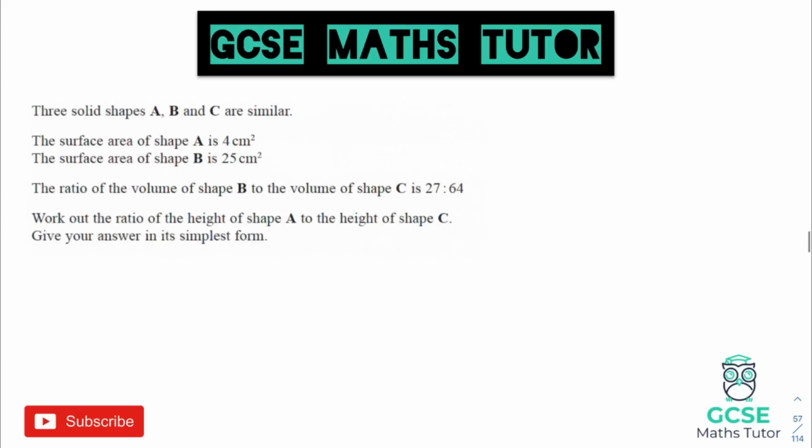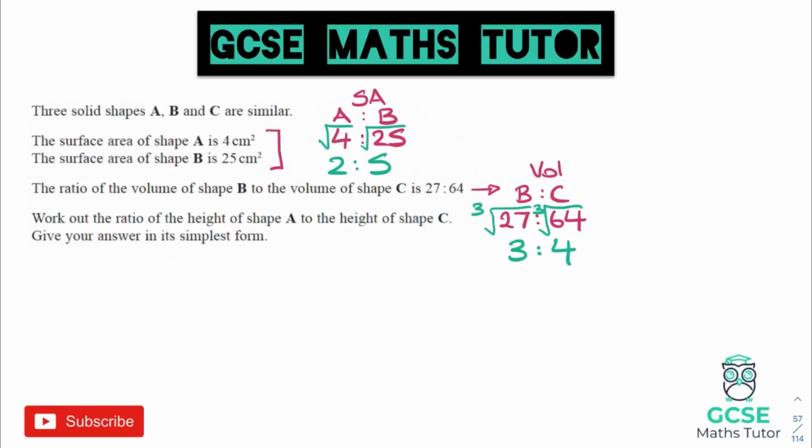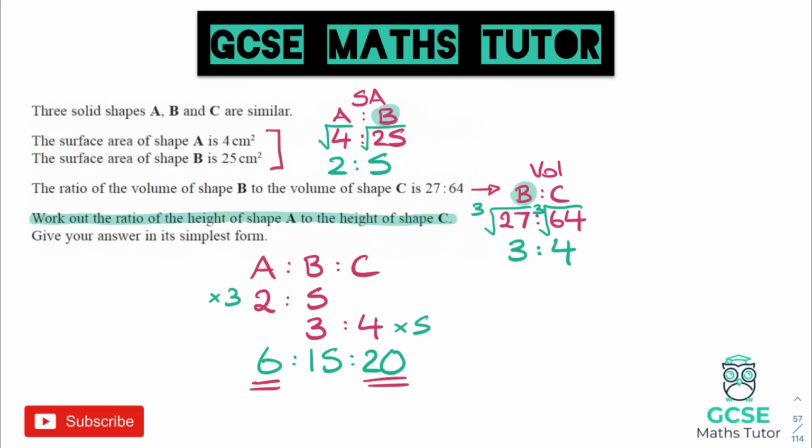You may have similar shapes and these can also involve ratios. Just remember to look at the scale factors. This particular one gave us a surface area ratio and it gave us a volume ratio, but to compare them they had to both be in height, so we had to square root the surface area numbers and cube root the volume numbers. We could then form a 3-part ratio to find the relationship between A and C.